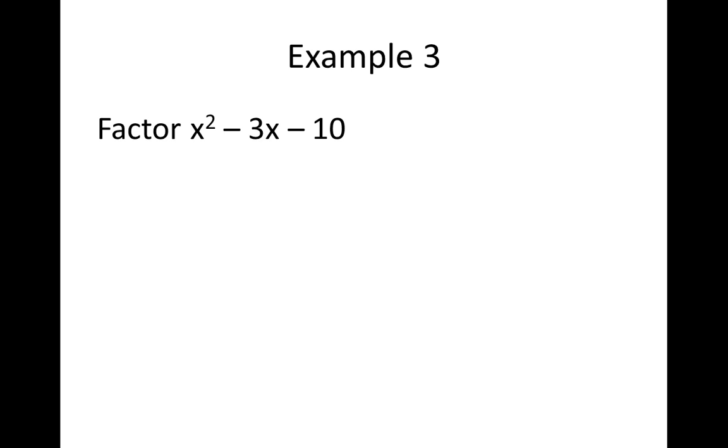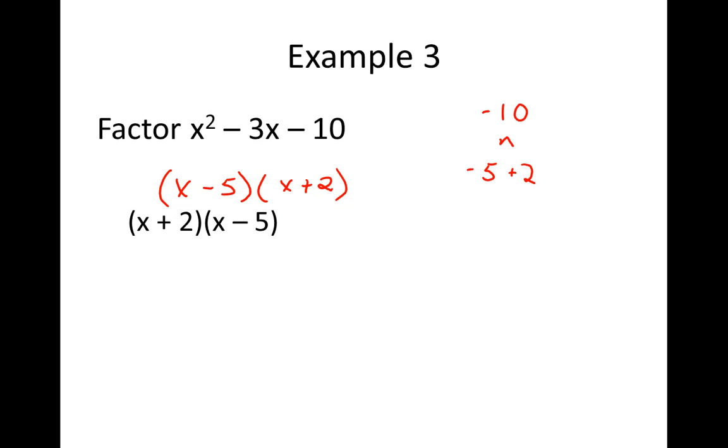Let's factor x squared minus 3x minus 10. And go ahead and pause the video here. See if you can do this one on your own. Alright, welcome back. So, we have factors of negative 10. Let's see, 5 and 2. Can I combine 5 and 2 in such a way that I get a negative 3? Yeah, if the 5 is negative and the 2 is positive. So I'm going to get x minus 5 and x plus 2. Or we could have it x plus 2 times x minus 5.